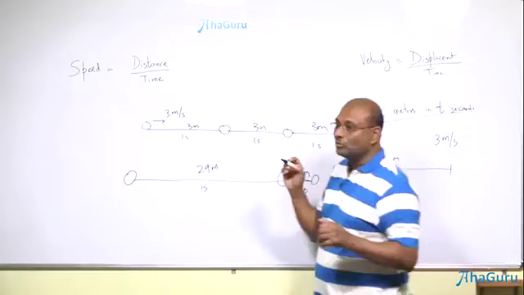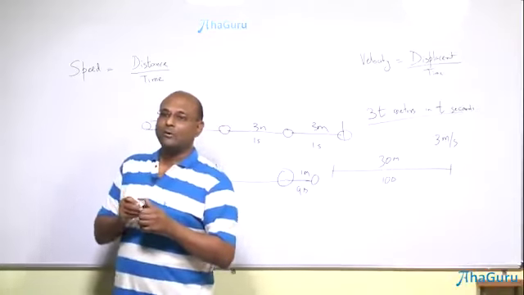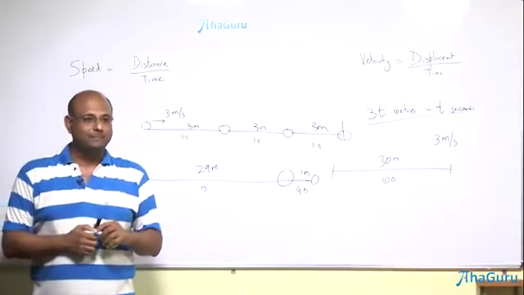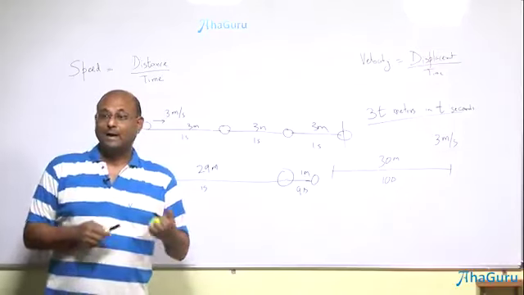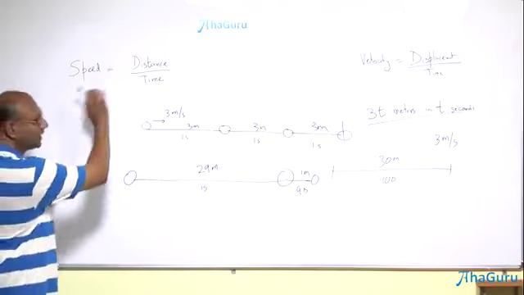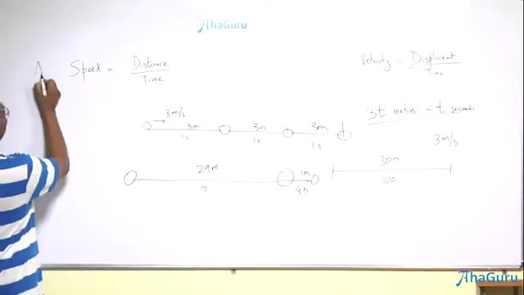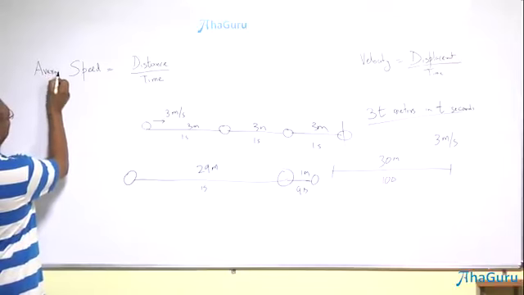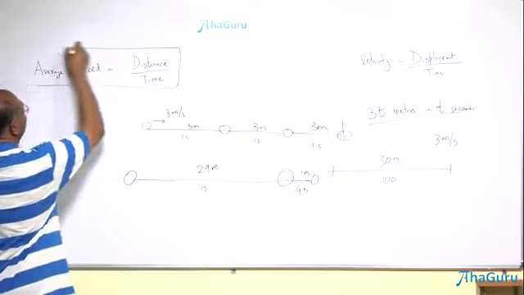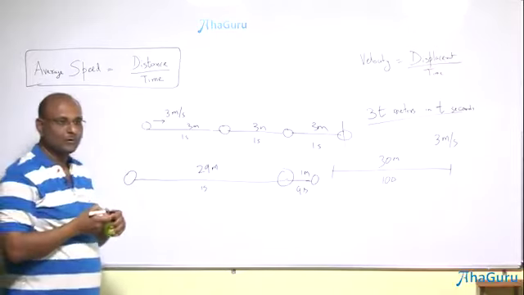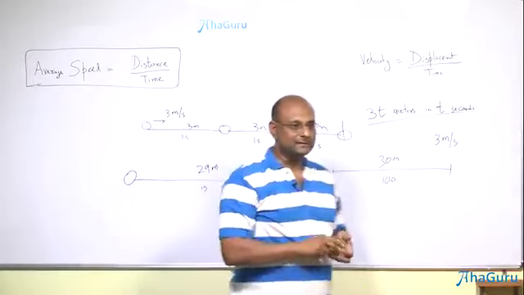So when you do distance by time, you are actually not finding speed. What are you finding? Average speed. So speed is not distance by time. Average speed is distance by time. Okay, it's not correct to say speed is distance by time.